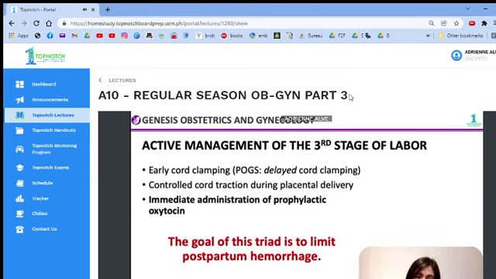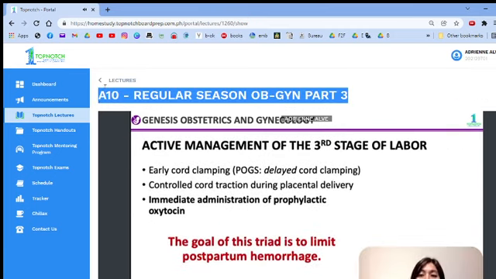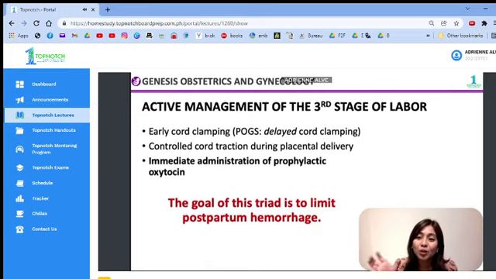Okay, so another thing na important yung malaman is the active management of the third stage of labor. Meron tayong acronym for this, AMTSL. Okay, so yung mismo acronym mahaba, so just call it by the name active management of the third stage of labor. Meron pa po bang ibang forms of management ng third stage of labor? Meron tayong tinatawag na expectant management. Sa expectant management, hinahayaan lang natin continuously lumabas yung placenta, either through gravity or spontaneously, basta lang siyang lalabas, wala kang actively gagawin. So yung active management ng third stage of labor, it has 3 components. Early cord clamping, controlled cord traction, and immediate administration of prophylactic oxytocin or your first line uterotonic.